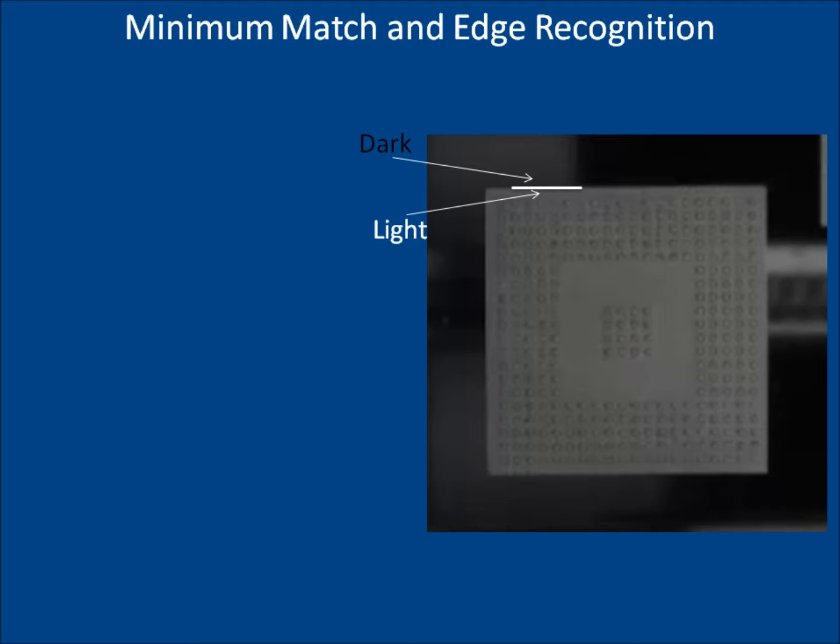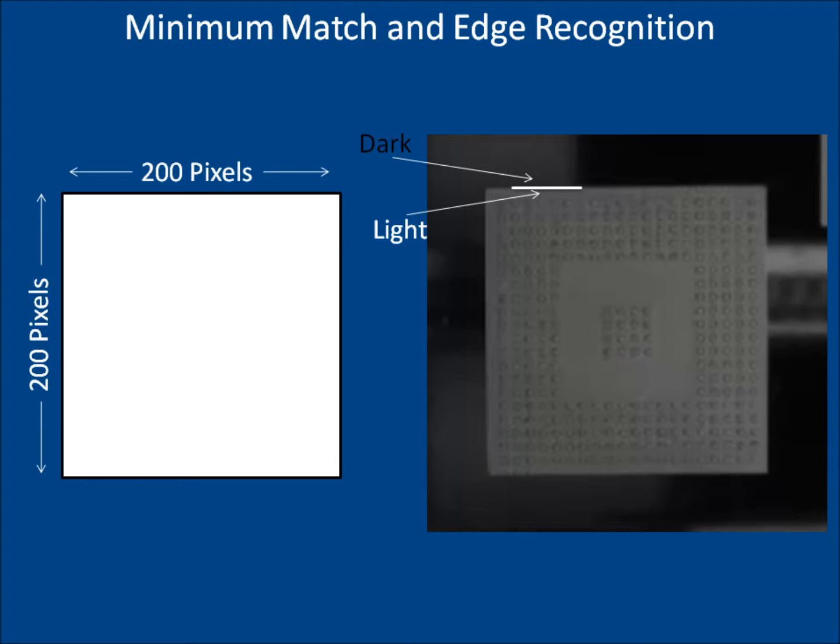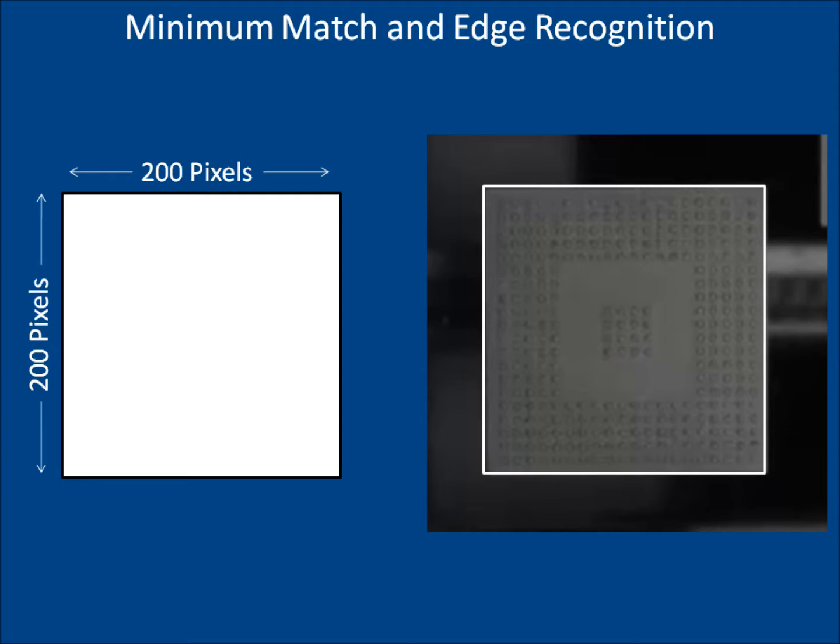The part tracking search function looks for part edges. The defining characteristic of an edge is a sudden change in light intensity. When the user gives this function a specific rectangle size to find edges around, the software is tasked with finding patterns of sudden light intensity changes that match the given model. Minimum match ties directly in with this function.